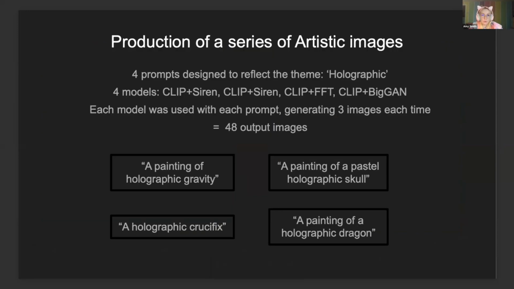So for the work, four prompts were chosen for the project. They were designed to not be too abstract, like asking for an eyeball in love or something like that, but also not too mundane, like an apple on a table. They were also designed to probe the model's capacity to produce images appropriate to the theme for the work, which was holographic. Each model was used with each prompt, producing 3 images for each prompt from each model.